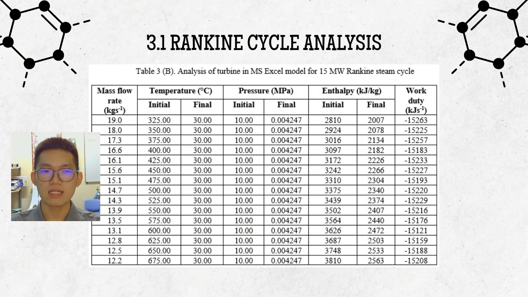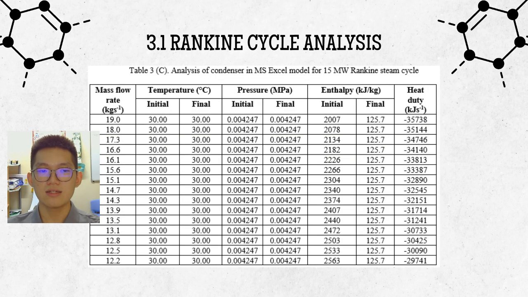For Table 3b, the outlet turbine temperatures and pressures are lowered due to the expansion of superheated steam to wet steam. However, these final temperatures and pressures remain constant as they are based on the thermodynamic parameters of steam at the condenser outlet. The final enthalpy increases at a slower rate with the initial enthalpy as the mass flow rate decreases to maintain approximately 15,200 kilowatts of work generated from the turbine.